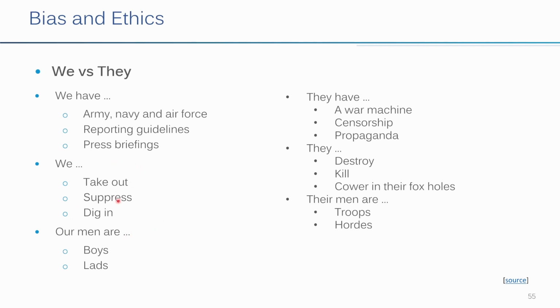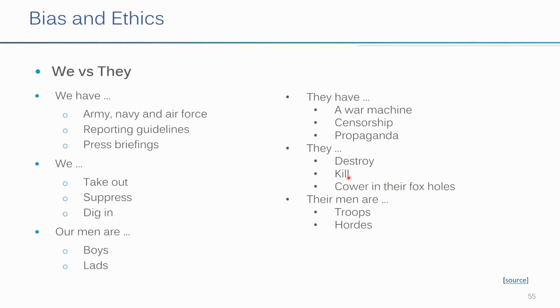Whereas depending on the other spectrum that you see for the same news segment, you might find that although they're talking about the same thing, you see that reporting that they have a war machine, censorship, or propaganda. They want to destroy, they want to cower in their foxholes and so on. And this happens both ways, right?